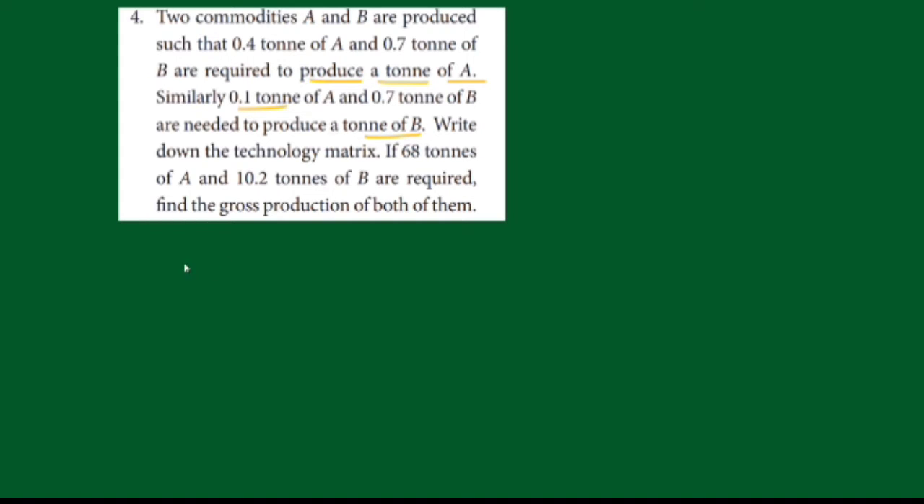Write the matrix first. The initial matrix, let us write. We have to write the producer here. Let us name this as A and B, and here the consumer also, since they are producing and consuming also. A will buy, A will sell also. So B will also sell and B will also buy from A.